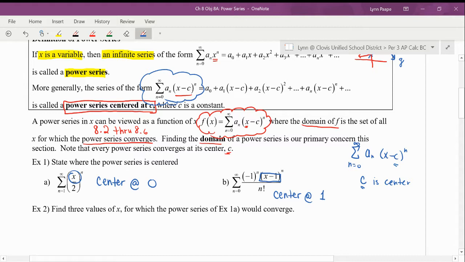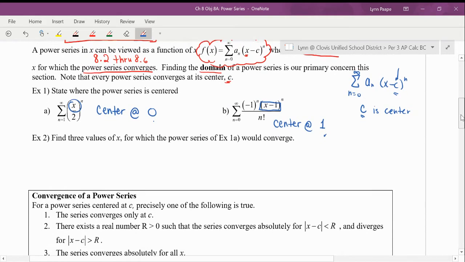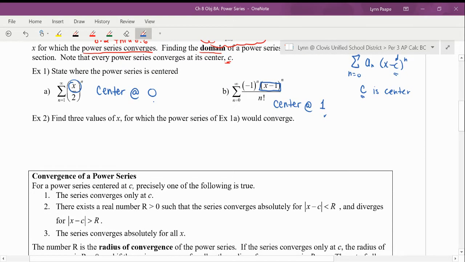So it is recognition: where do I look for the center? If I had asked what the domain of this is, we wouldn't be able to answer that question yet, but we could certainly say that I know for sure 0 would be in the domain of part A and 1 would be in the domain of part B. So I know that at least. That's the first piece: can we look at the power series that's given and find the center?